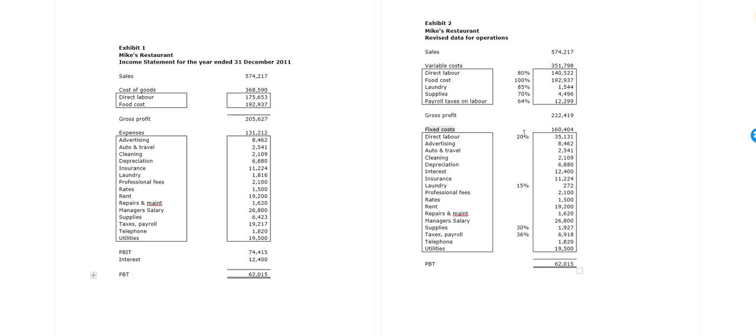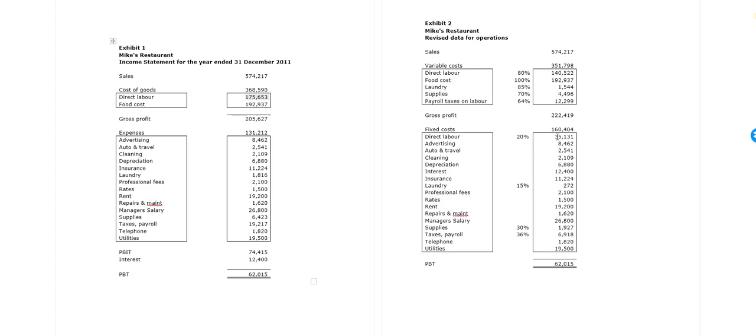These percentages here are an indication of how some of the costs are split between variable and fixed. So let's take, for example, the direct labor cost, which in Exhibit 1 is 175,653 Rand. Now it's been determined that of that total cost, 80% of the expense is variable. In other words, it's linked to the production of product, and the remaining 20% is fixed.